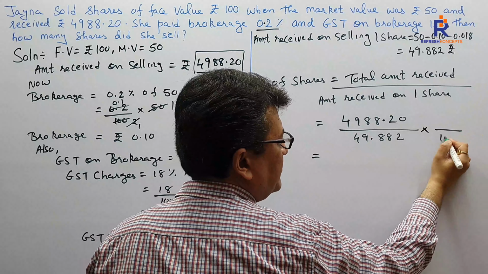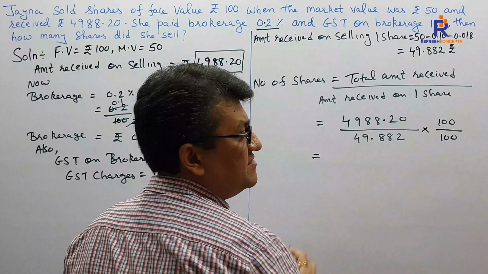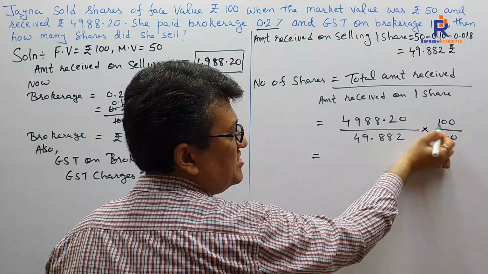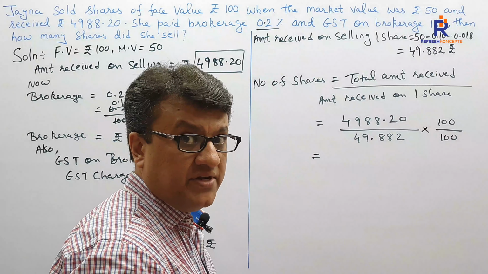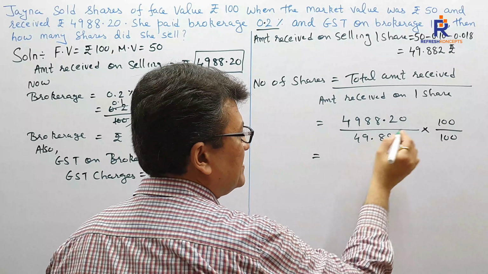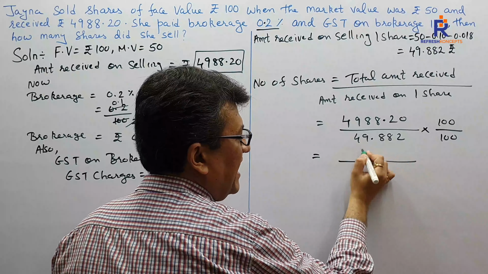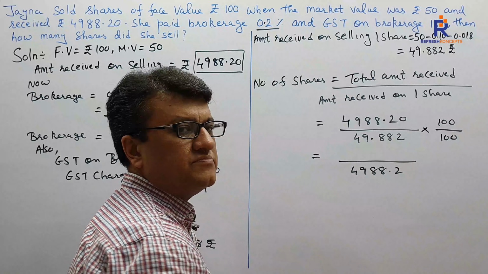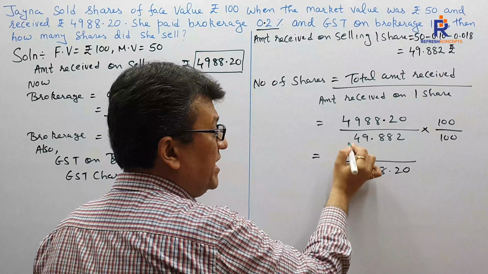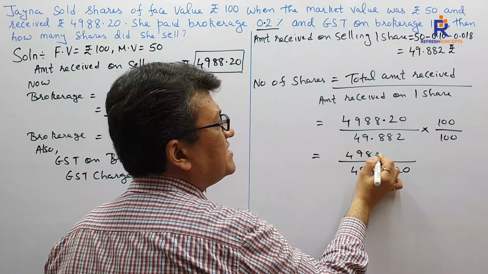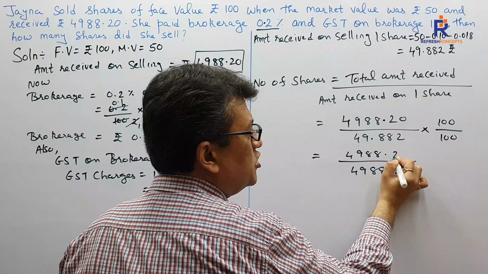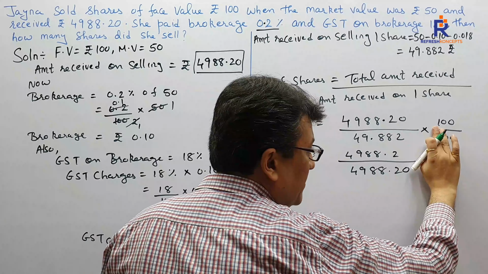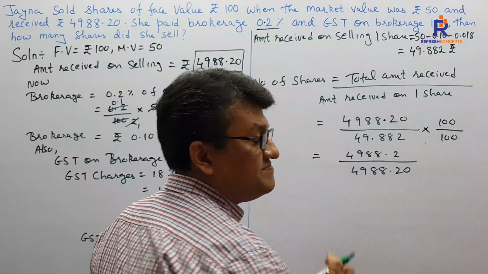or simply if I just multiply this by 100, why am I multiplying this by 100? There are people who might say, sir, because there are two zeros, after 2 there are 2 digits, so that's the reason you're multiplying by 100. That is one reason. What I'm saying is that I'm multiplying this by 100 so that I can make the denominator as 4988.2. My numerator is already 4988.2. So I simply multiply this by 100, this by 100.